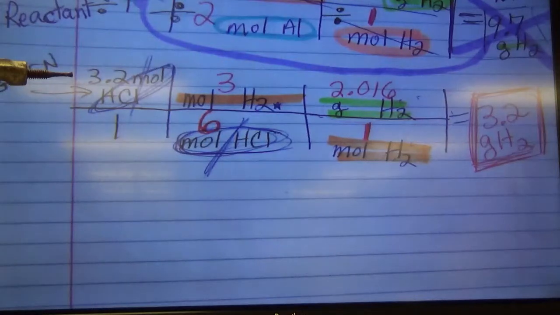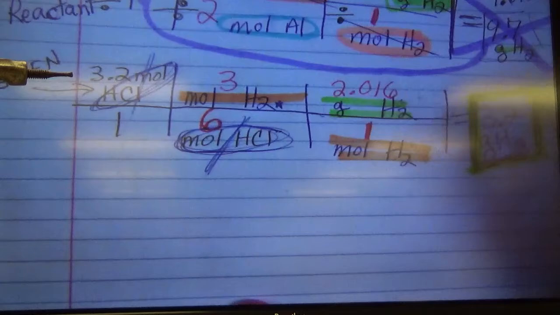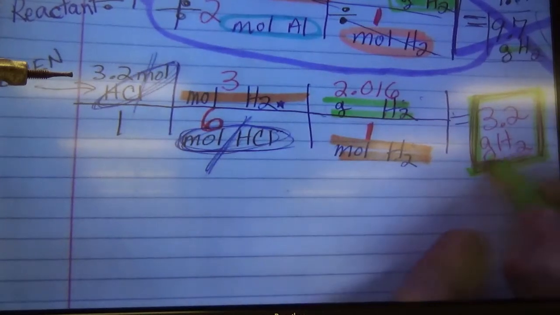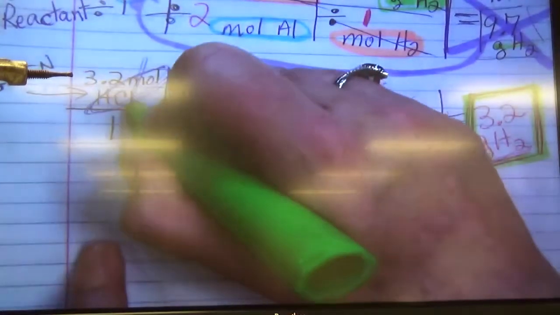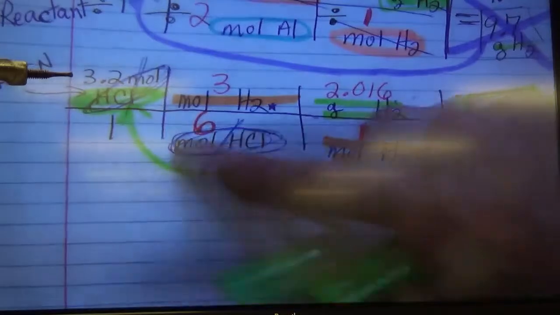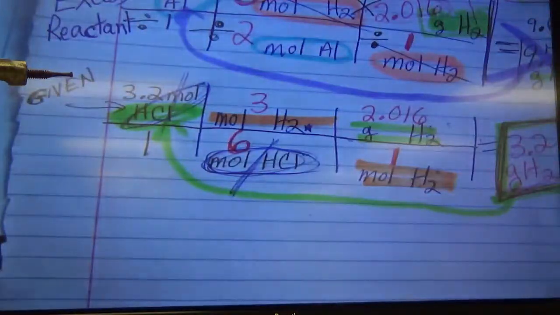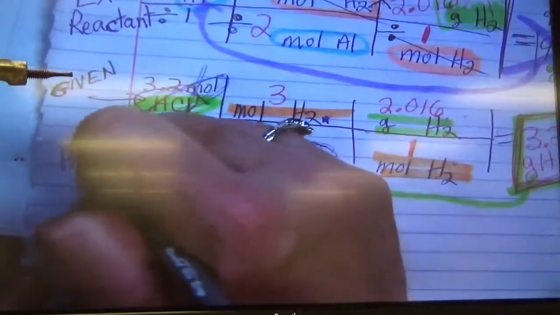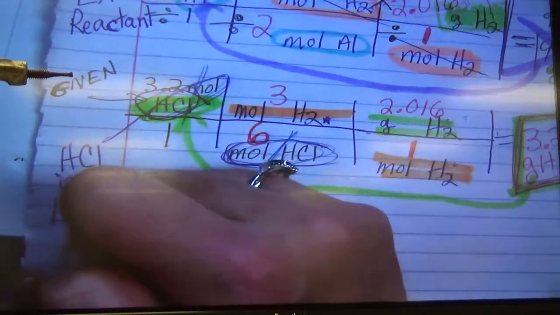Now let's look at the smaller answer. Okay, here's our smaller answer at 3.2 grams of H2. Okay, whose fault was it? Go back to the beginning. What reactant made it happen? Oh, the HCl, right? Do you see how you track back to the beginning and look who started it all? HCl started it all. So that means that our HCl is the limiting reactant because it made the smaller answer.